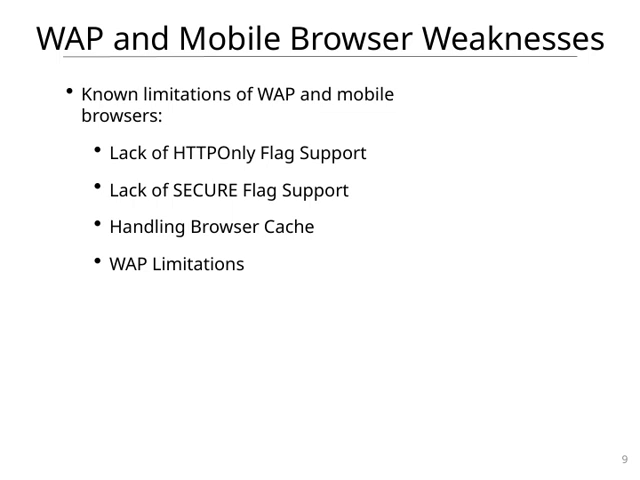First, one key issue is the lack of support for the HTTP-only flag. This flag is crucial for enhancing security because it helps prevent client-side scripts from accessing cookies, reducing the risk of cross-site scripting attacks. Unfortunately, many WAP and mobile browsers don't support this feature, making cookies more vulnerable. Next, we have the lack of support for the secure flag. This flag is important because it ensures cookies are only transmitted over secure HTTPS connections. Without this support, sensitive information could be exposed over unencrypted channels, posing security risks.